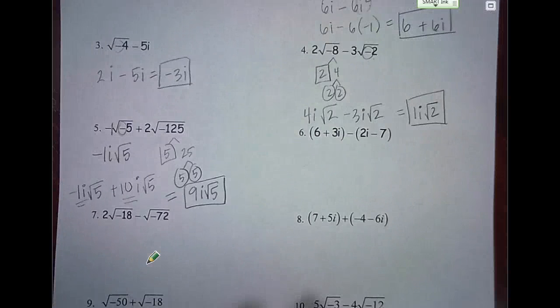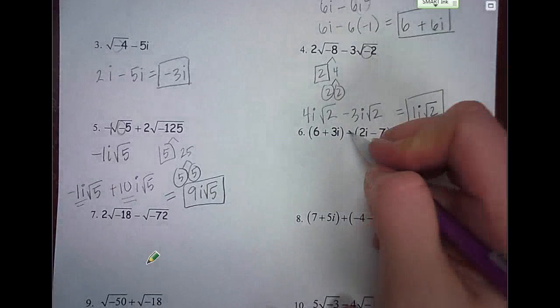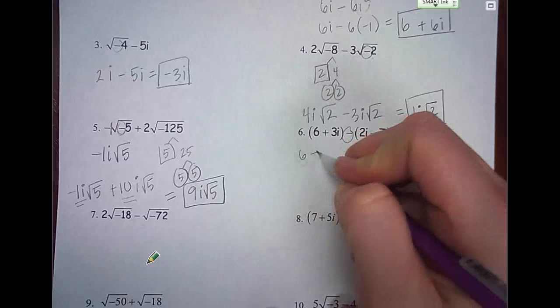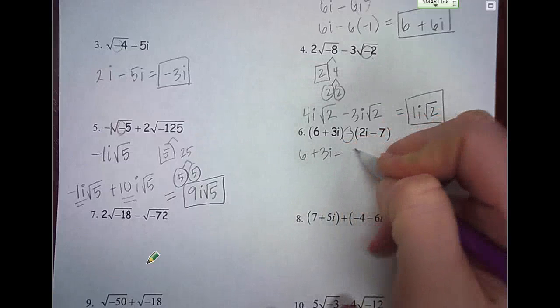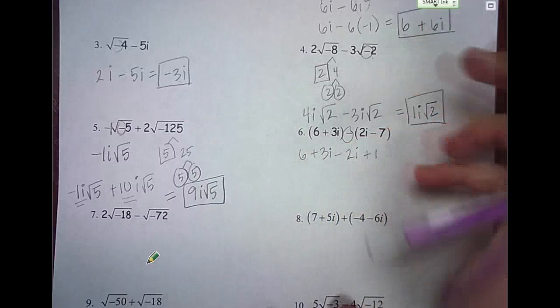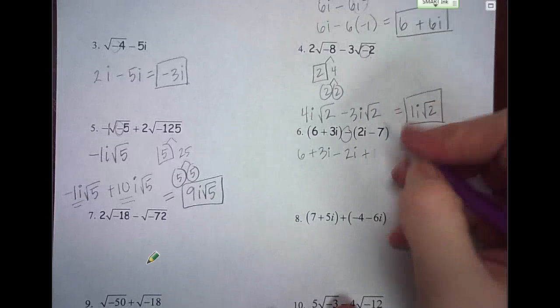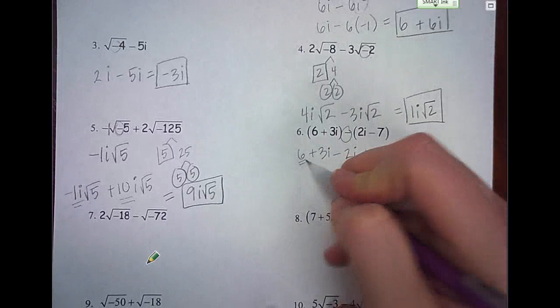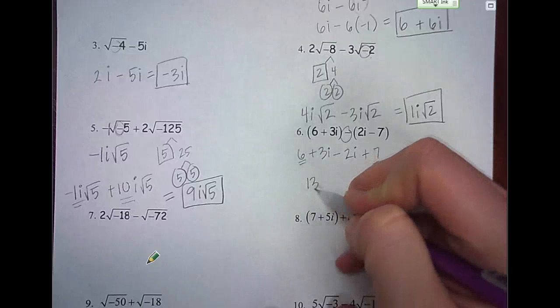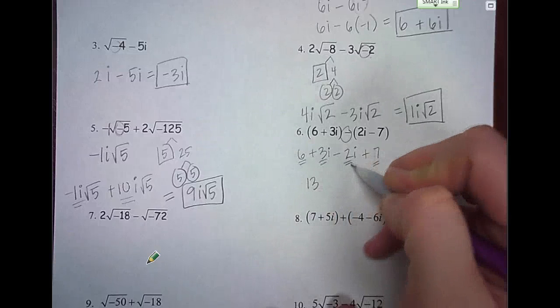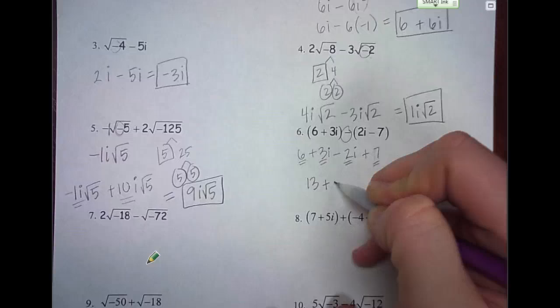Okay, number 6. So before I do anything, let's distribute this negative. So 6 plus 3i minus 2i plus 7. Now I want to combine like terms. So 6 plus 7 is 13, and 3i minus 2i is 1i, so positive i.